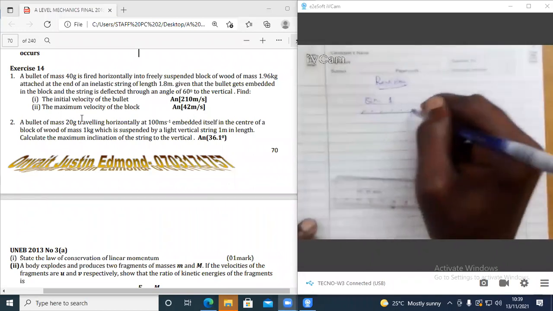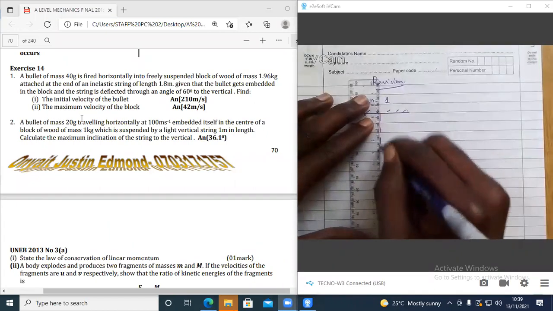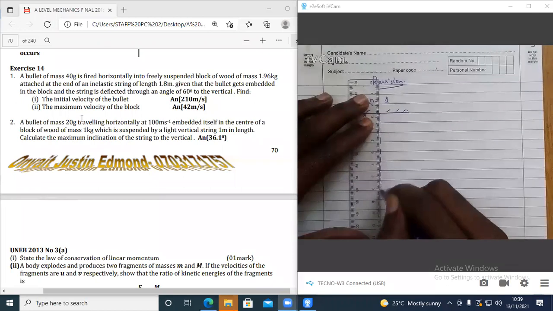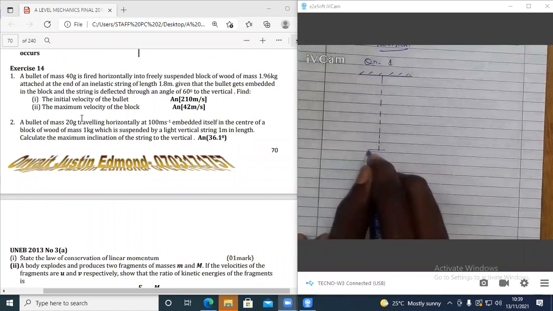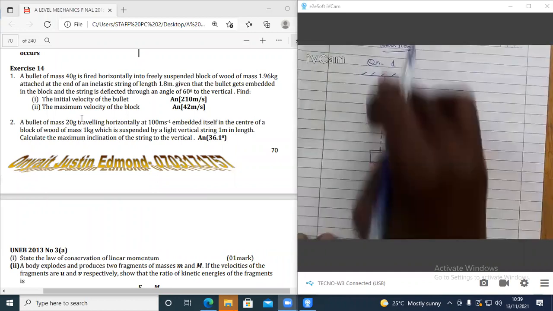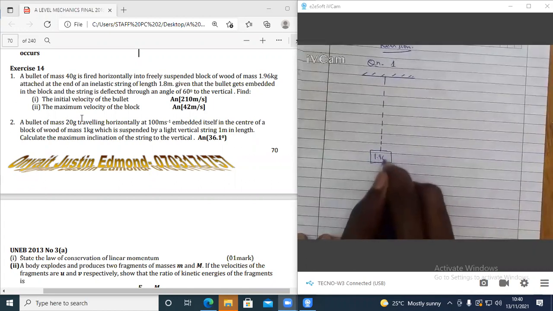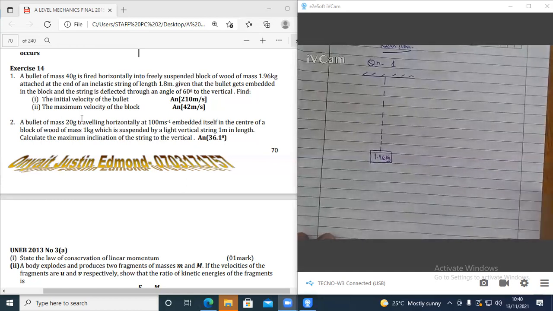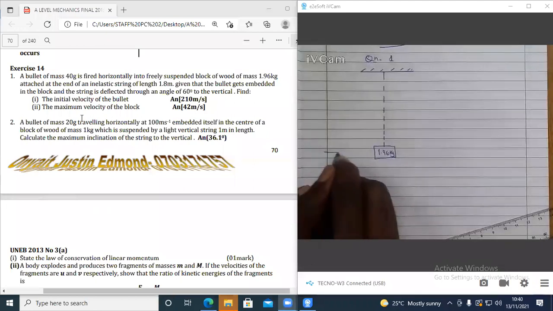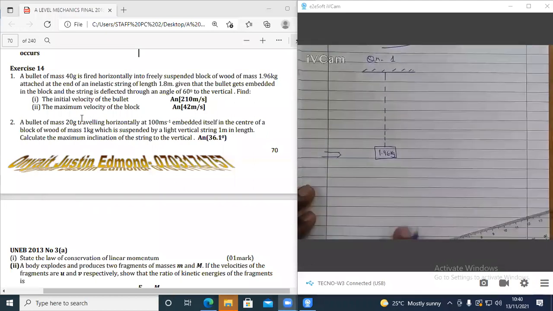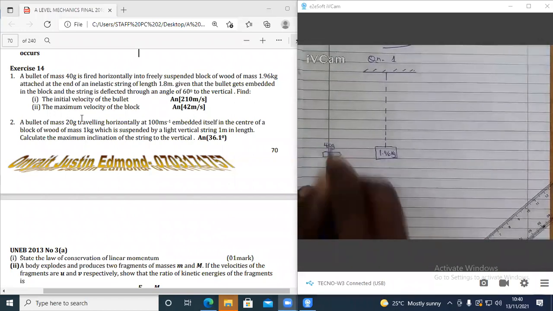In the exam, you don't need to follow all the other steps we are discussing. You just put it like this. This is where the block is, before the bullet was fired, so I'm combining all of them here. What was the mass of the block? It is 1.96 kilograms. When the bullet was fired from here, what was the mass of the bullet? It is 40 grams.